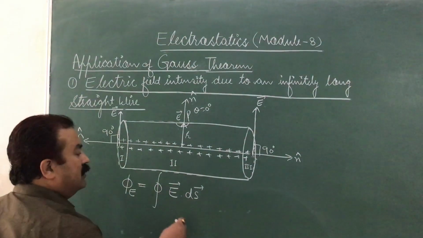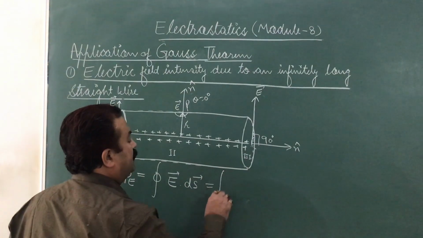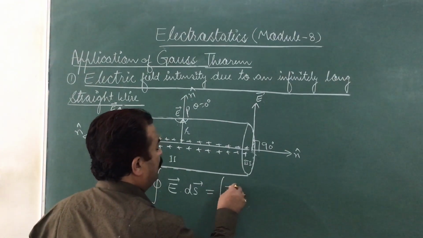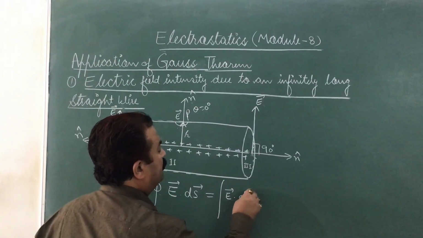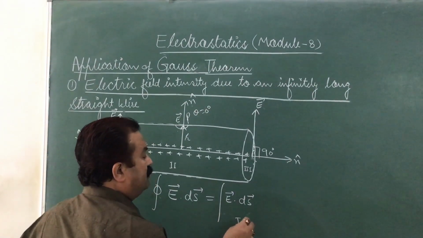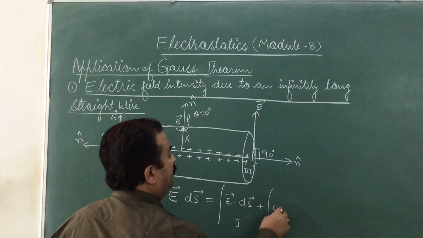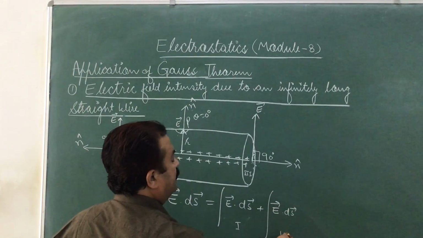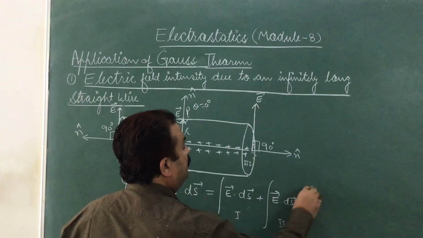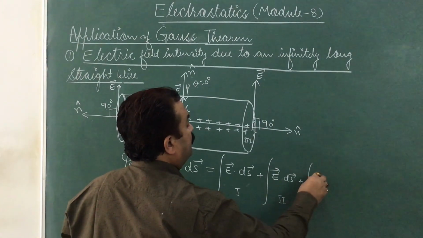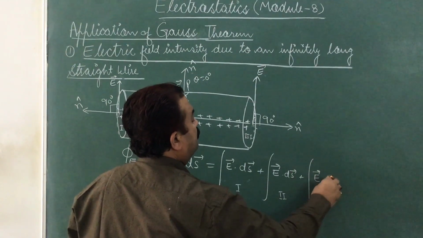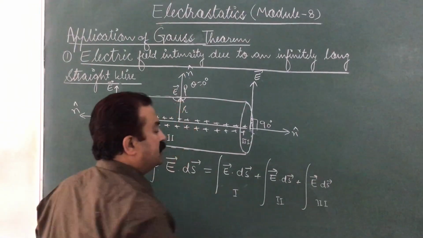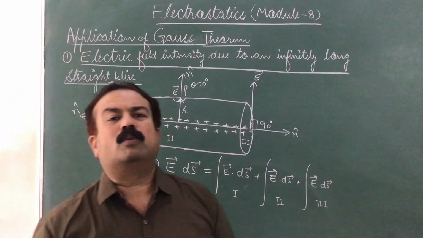So when we write again, without the close sign, E dot ds. This is for the first surface, and then E dot ds, this is for the second surface, and then E dot ds, this is for the third surface. This is the total electric flux.